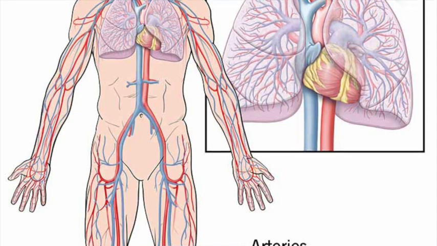Arteries are the vessels that transport oxygenated blood from the heart to the body. Veins are the vessels that transport deoxygenated blood to the heart. The exceptions to this rule are the pulmonary and umbilical veins, which carry oxygenated blood to the heart.